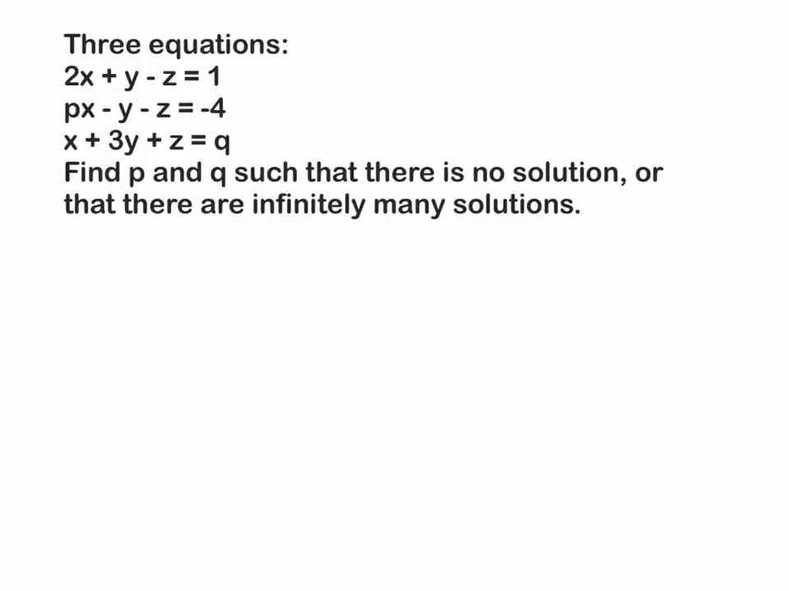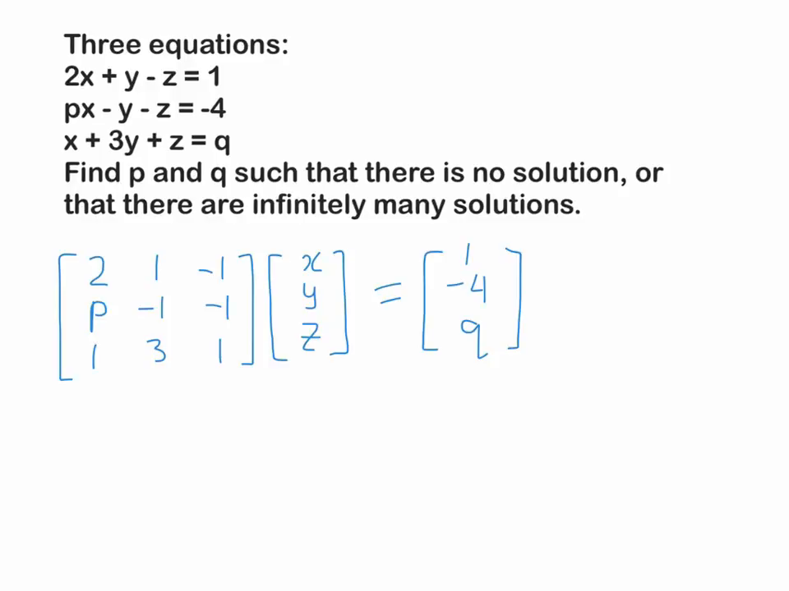Okay, so here's our question. We've got three equations and we want to find P and Q such that there is no solution or that there are infinitely many solutions. So the first thing we need to do is write these equations in a matrix form.